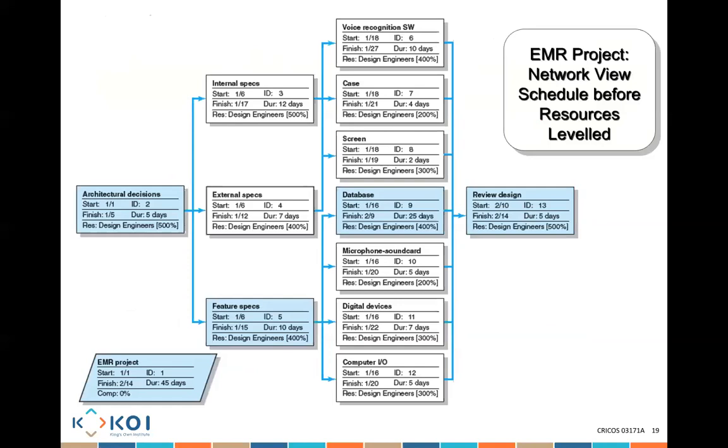So if you look on this specific project, on day 1, there's 500% design engineers, which means we have 5 people being assigned. Day 2, we have 500%. Can you follow my mouse?